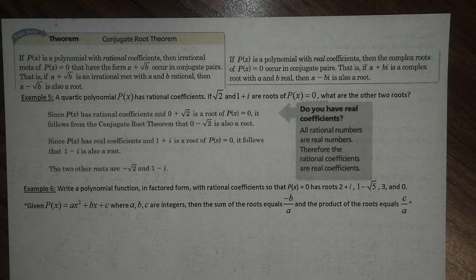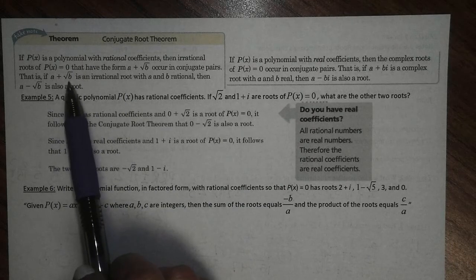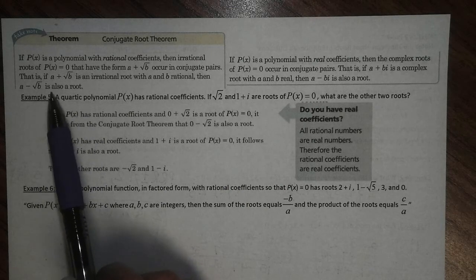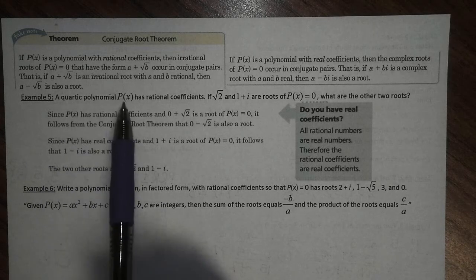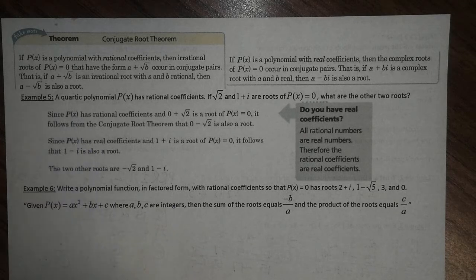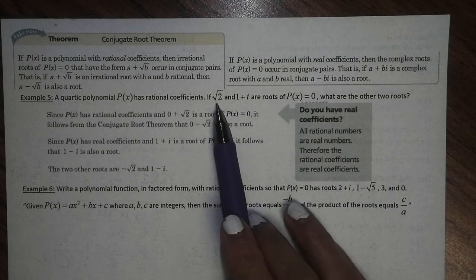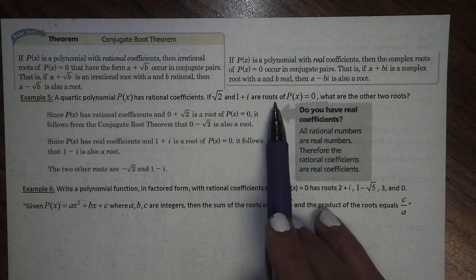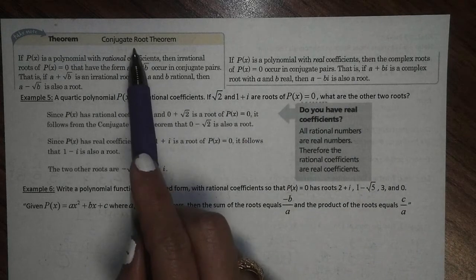Okay, so my document camera froze in the middle of the video, but I've restarted it and hopefully it's working now. I was trying to tell you about the conjugate root theorem that just says that if a plus the square root of b is a root of the polynomial, then its conjugate, which is a minus the square root of b, is also a root. So for example, here is example 5. Suppose that the quartic polynomial, so that means there are 4 roots, has rational coefficients. If the square root of 2 and 1 plus i are roots of the polynomial, what are the other 2 roots? So you would just use the conjugate root theorem and put the conjugate.